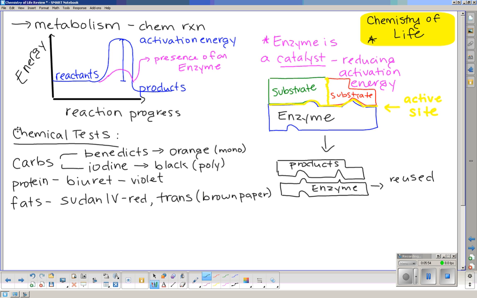That's the metabolism chemical reactions section from the Biochemistry Enzymes review in the Chemistry of Life unit.